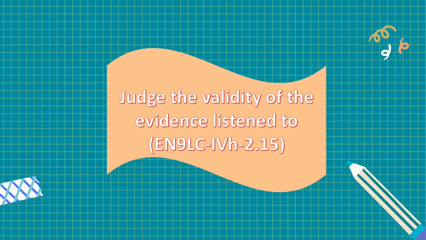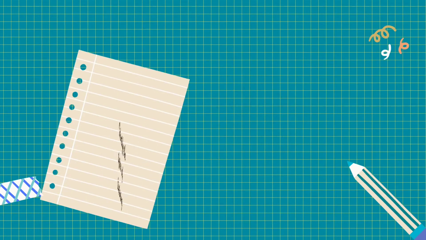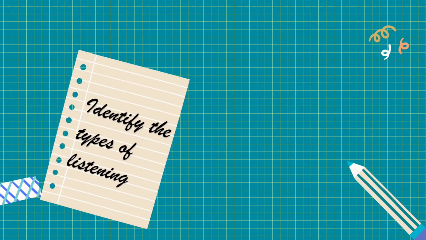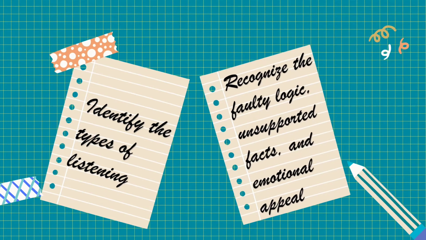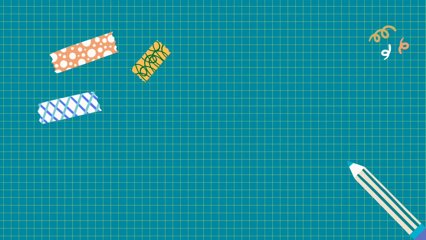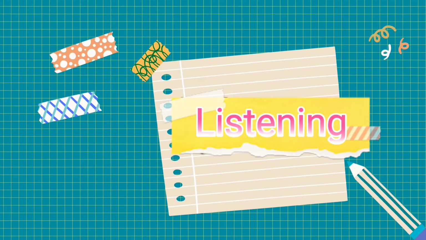In judging the validity of the evidence listened to, we have to first identify the types of listening and recognize the faulty logic, unsupported facts, and emotional appeal. In our previous lesson, we had discussed viewing. This time, we're going to have listening. What is then listening?